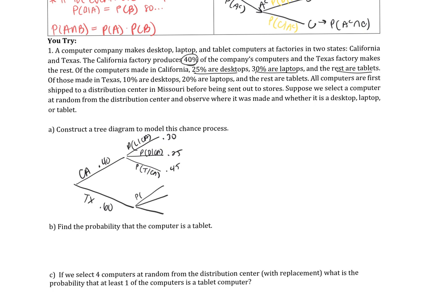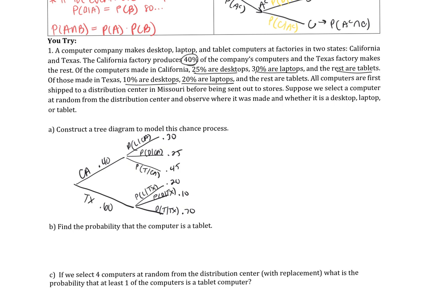The probability of a laptop from Texas, a desktop from Texas, or a tablet from Texas. 10% are desktops, 20% are laptops, and that means 70% are tablets.